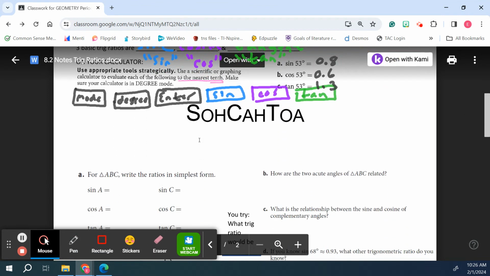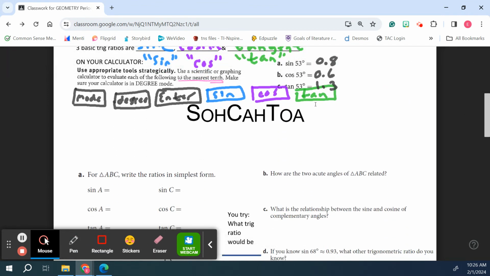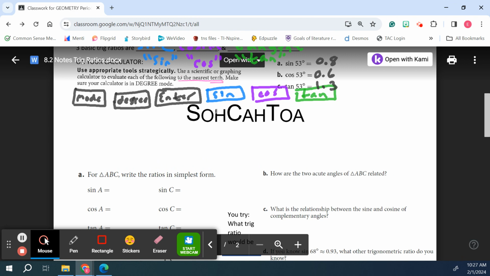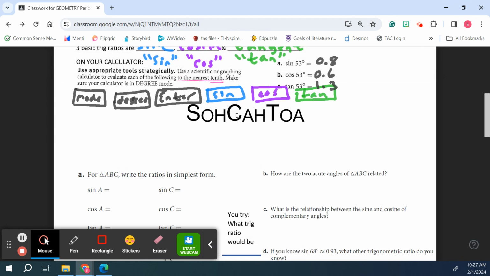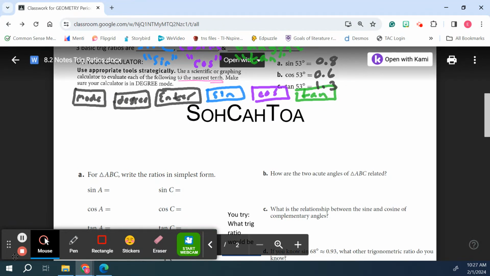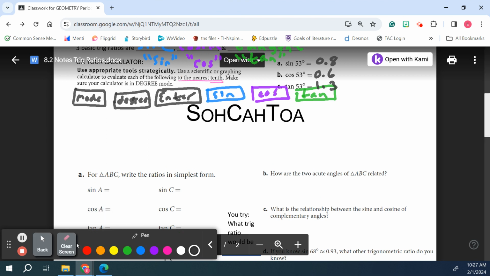So let's talk about SOHCAHTOA. This is a mnemonic device for you to remember that sine is opposite over hypotenuse, cosine is adjacent over hypotenuse, tangent is opposite over adjacent. So now you have the angles part, right? So let me just get my color.